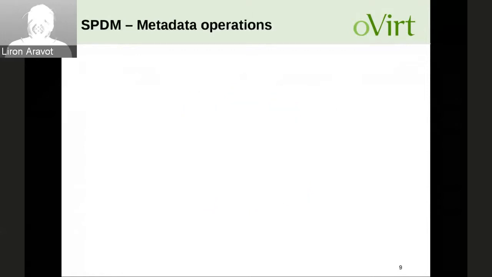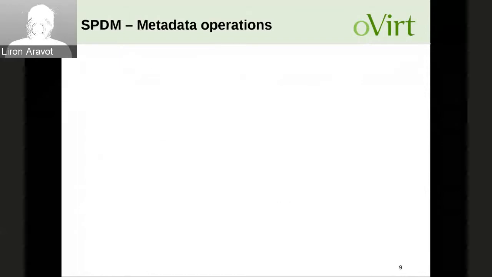So how do we do that? First of all, in order to protect our data and avoid data corruption, we separated the operations that we do into two types. The first type of operations is metadata operations, which are create, update, and delete operations on the shared storage of the oVirt storage entities, like disks, volumes, and so on.